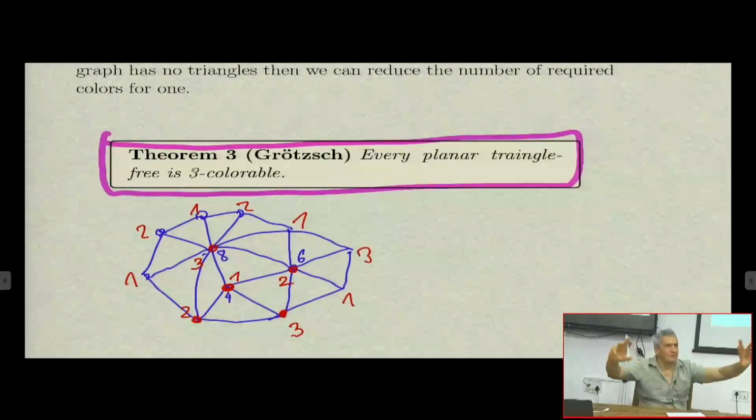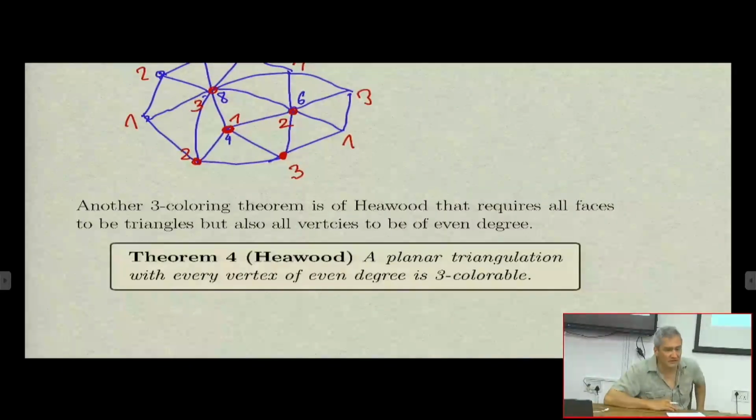And so on. Actually, you will color the graph like this. You will always color the graph like this if all vertices are of even degree and every face is a triangle. And this is a very old result. We are not going to prove this. We don't have time. But it's a very beautiful theorem of Heawood, the old Heawood, which proves 6-coloring of the plane.